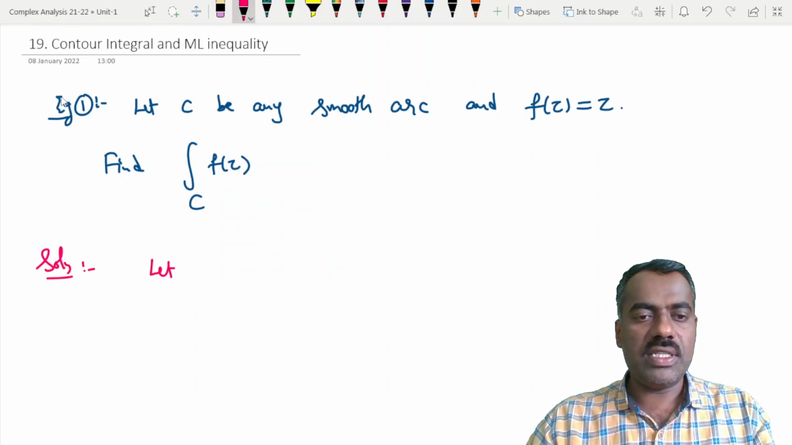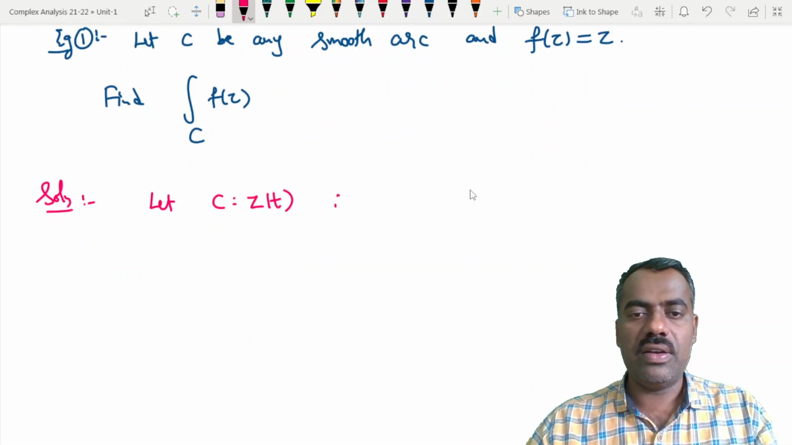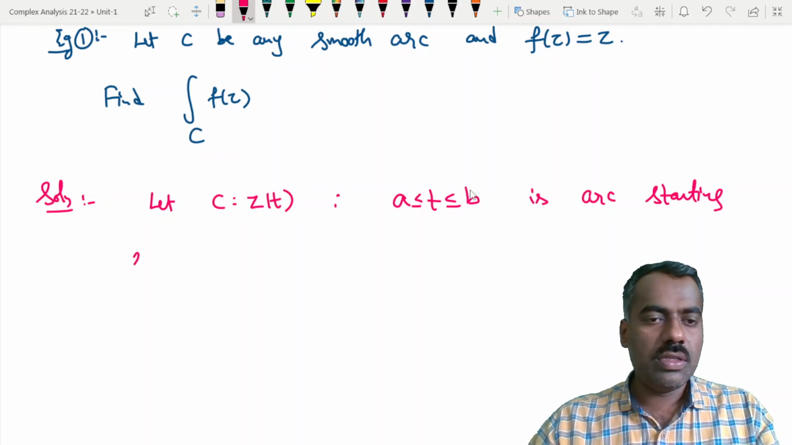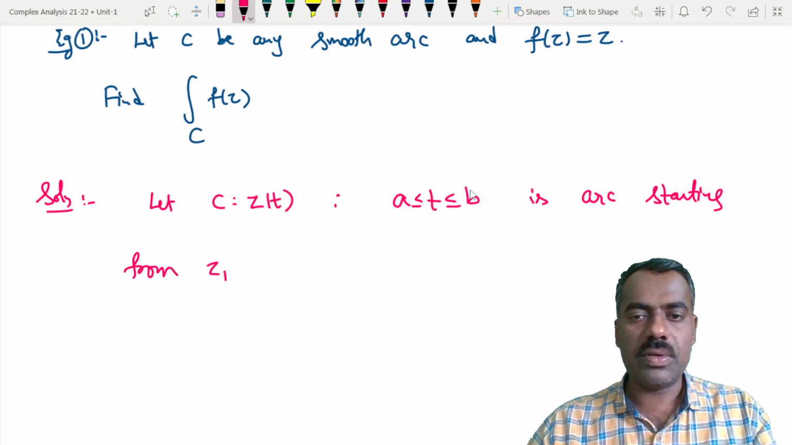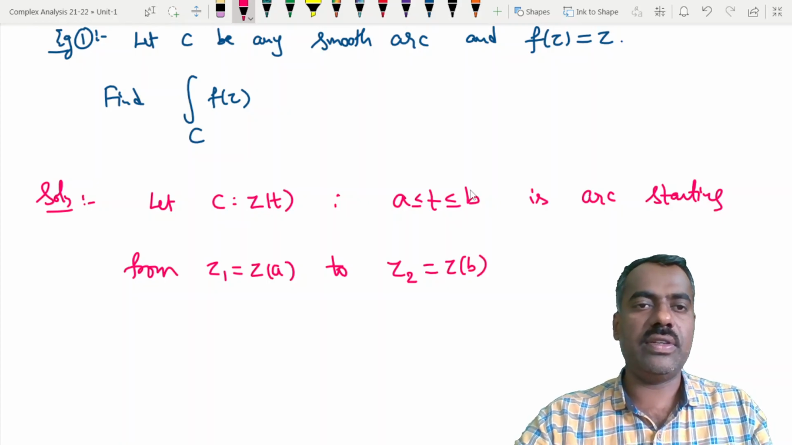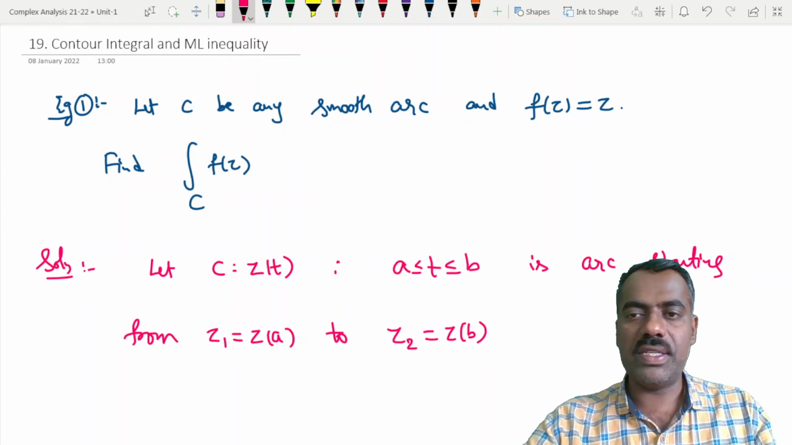So let C, which you can write as z(t), where t varies from a to b, be an arc starting from z1, which is nothing but z(a), to z2, which is nothing but z(b). If we take this as C, then we want to calculate the integral of f(z) over C, where f(z) is equal to z.